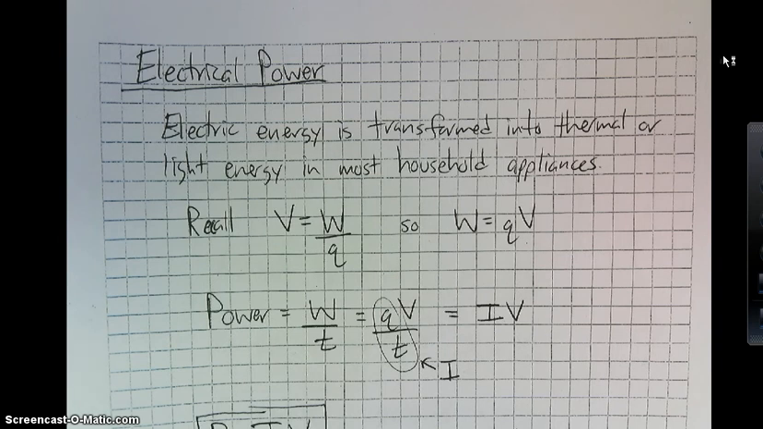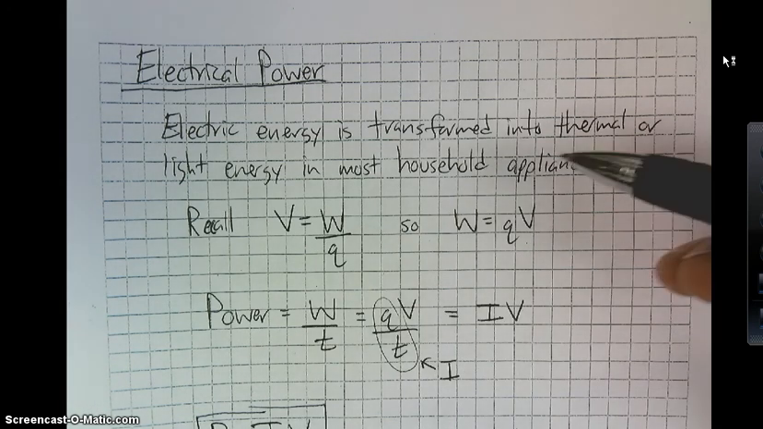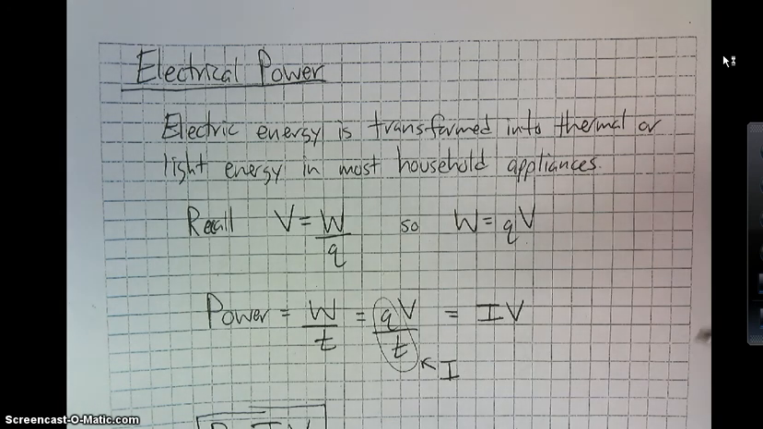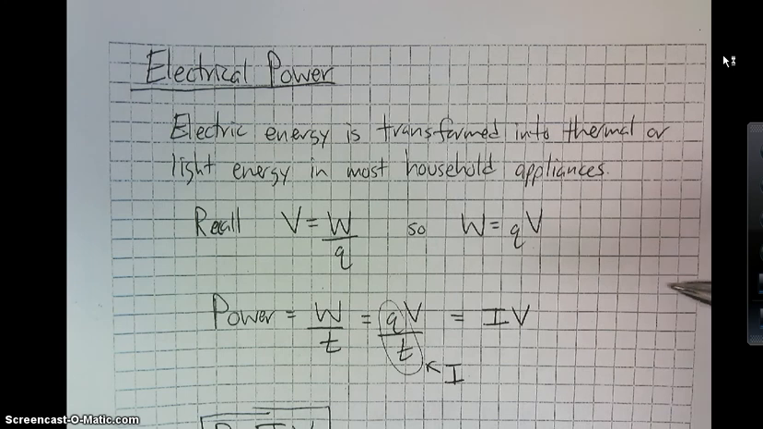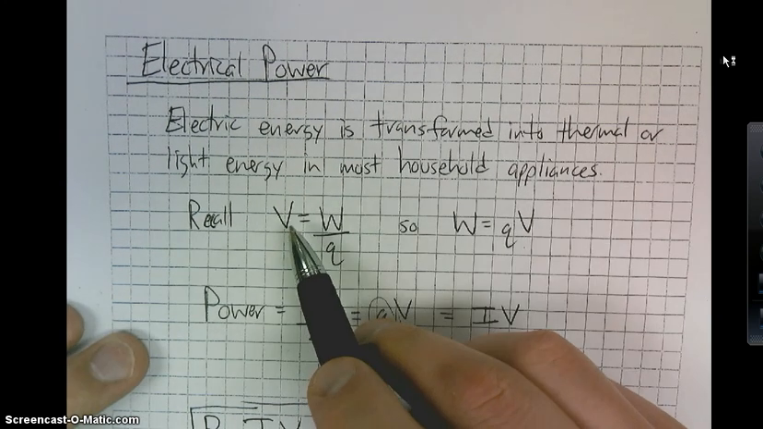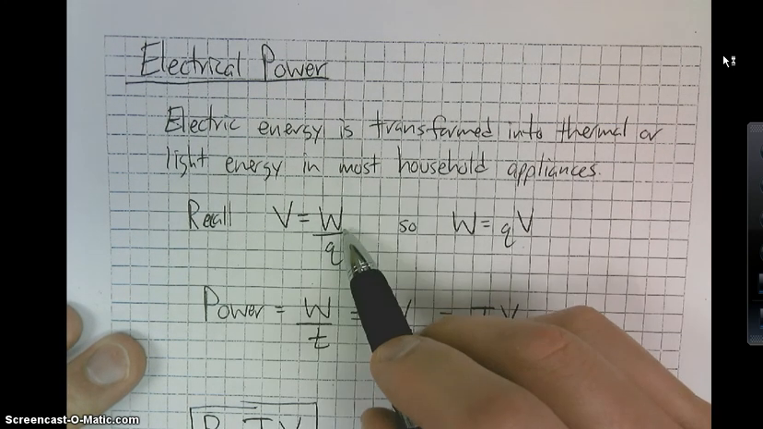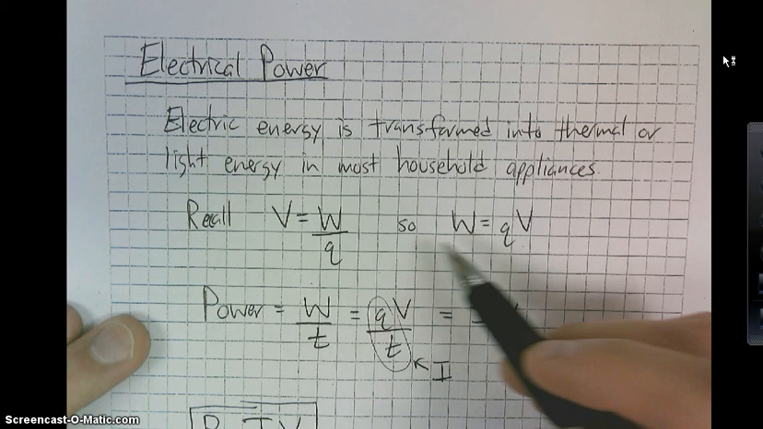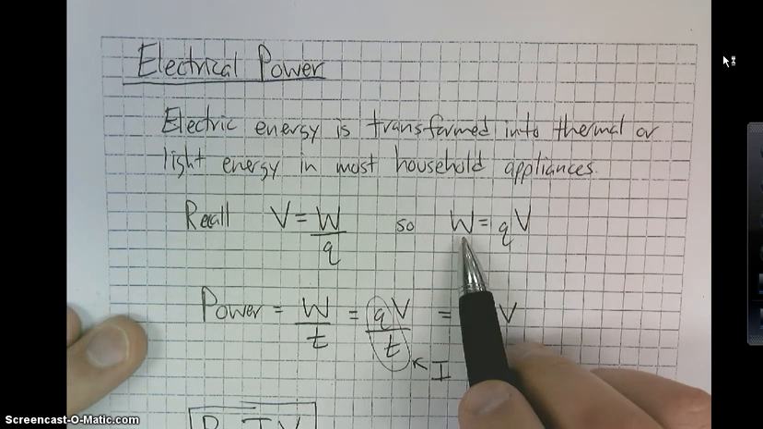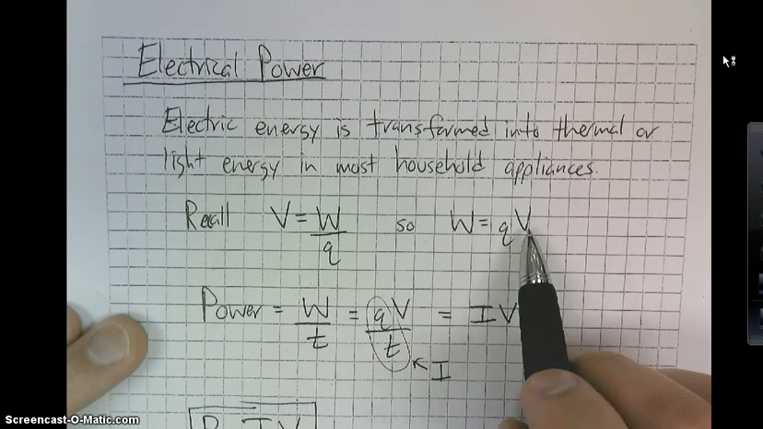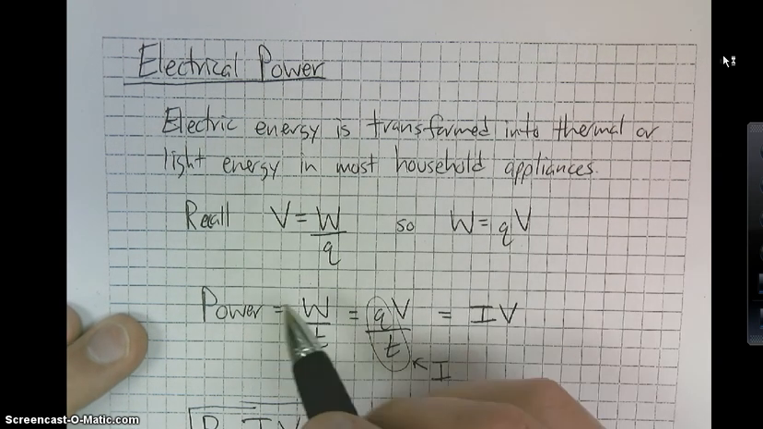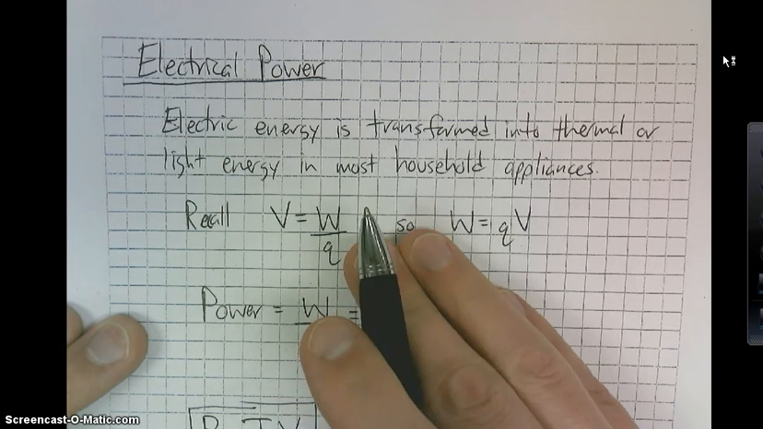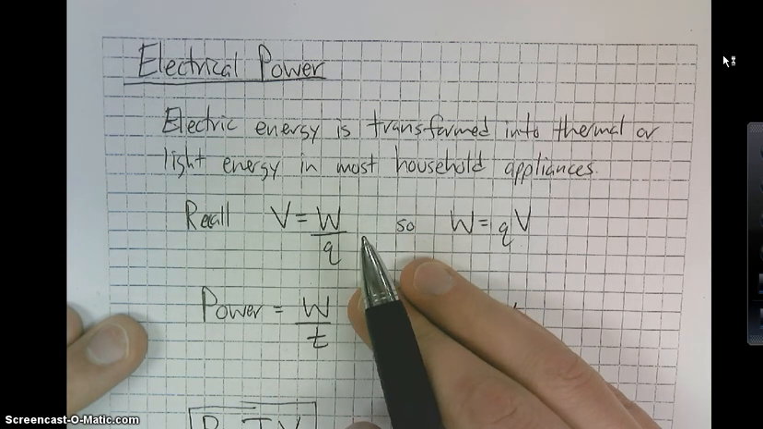Okay, so if we're starting to try to talk about power and how it's related to all these things, we got to go back a little bit and remember a few things. So remember that voltage was originally the work per unit charge. So if I rearrange this, I know that the work is equal to the charge times the voltage. Now, going way back, power was work divided by time, the rate of change of energy, essentially.